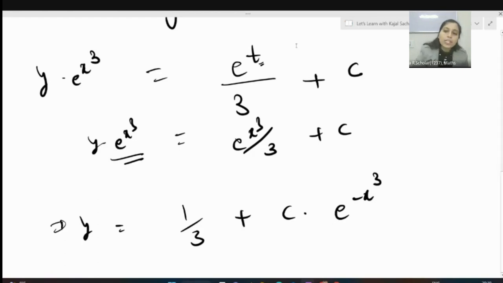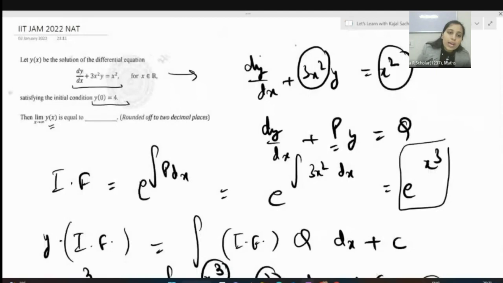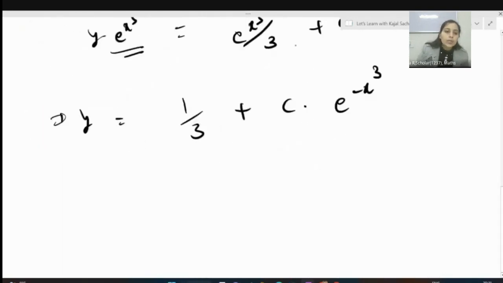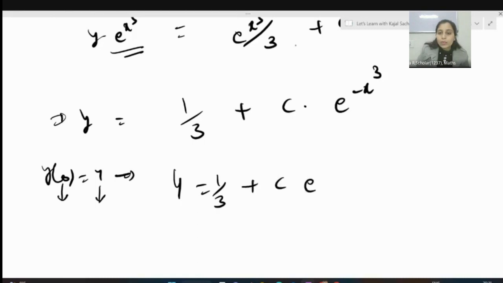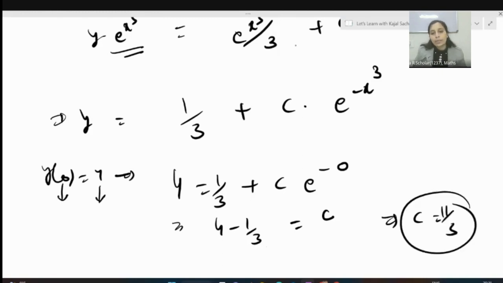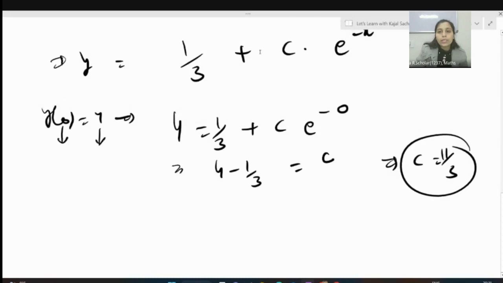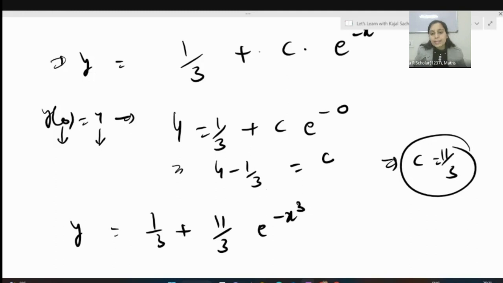Now we have the initial condition given, which is y(0) is equal to 4. So substituting this initial condition, then approaching limit to infinity. y(0) is equal to 4. Substituting this, it means x is equal to 0, then y is equal to 4. So we get 4 minus 1 by 3 is equal to c, which is 11 by 3. C is equal to 11 by 3. So substituting back, we get y as 1 upon 3 plus 11 upon 3 e raised to power minus x cube.